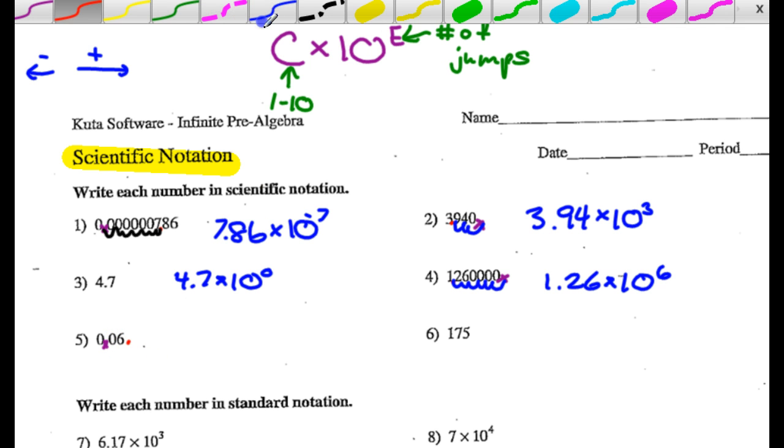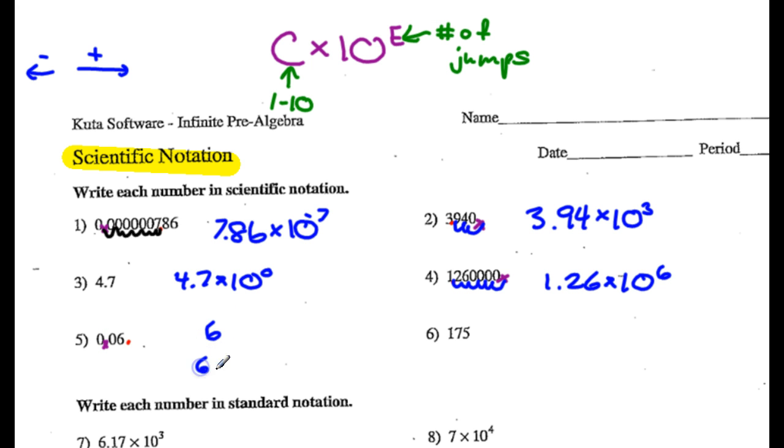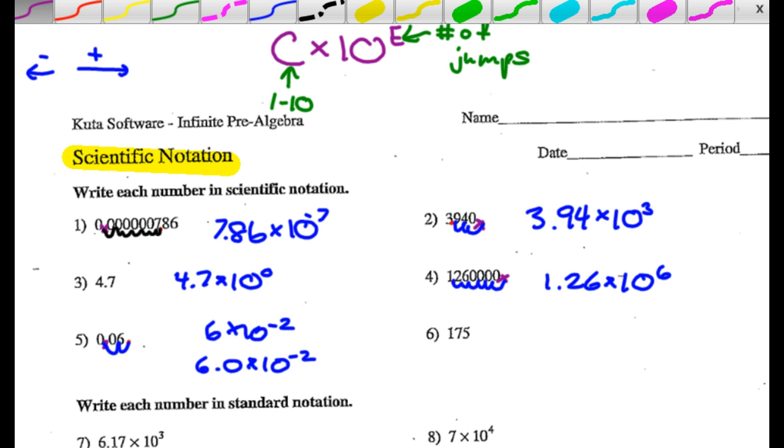So, I can write this two ways. I can write it as 6, or I can write it as 6.0. It means the same thing. But I always got to do times 10. Now let's go get our jumps. Start on the decimal, go to the x. 1 jump, 2 jumps, and because we went left, it's a negative 2. Okay?